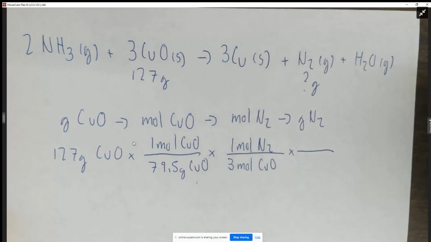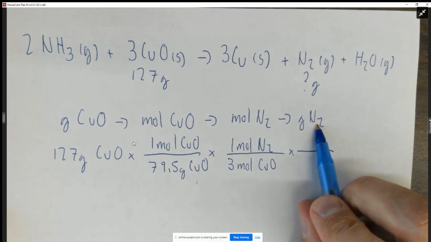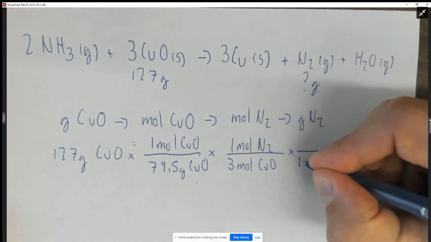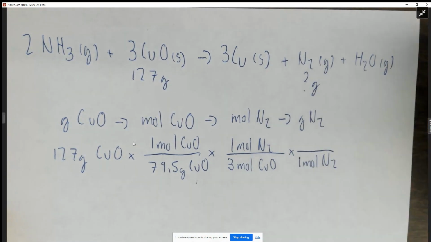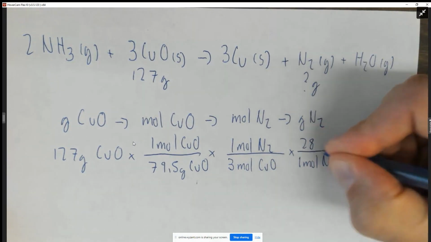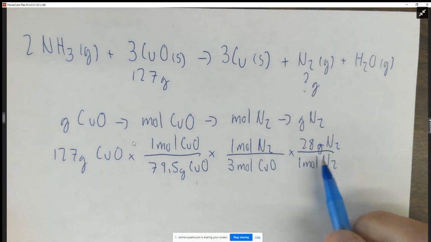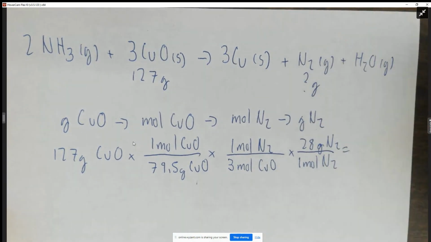Then finally, we want to convert to grams of nitrogen. So again, from grams to moles or moles to grams, we use the molar mass. But in this case, we want to put the 1 mole of nitrogen on the bottom. And if we use the table at the bottom of your question, we find that 1 mole of nitrogen is 28 grams of nitrogen. Notice that nitrogen is diatomic, so it's not 14. We need to put in 28.